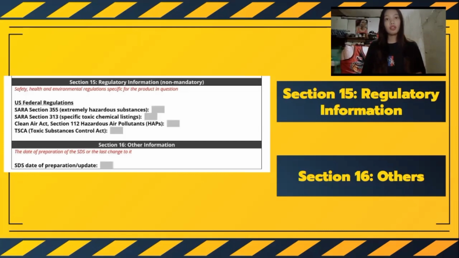Section 16. Other information. This section states when the SDS was prepared or when the last revision was made. The SDS may additionally identify where the modifications have been made compared to the prior edition. You could also contact the supplier for clarification of the changes.